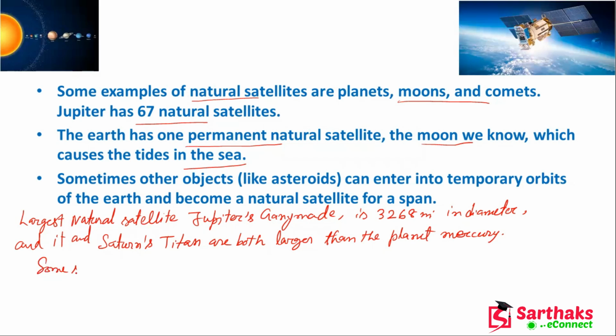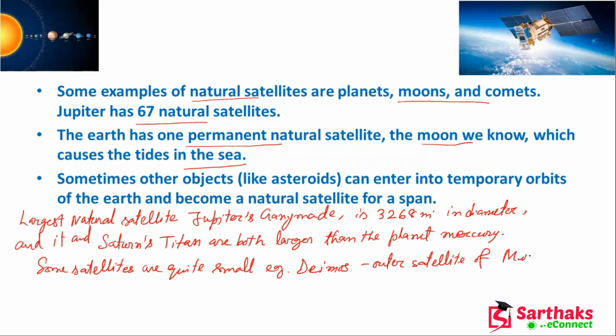Some satellites are quite small, and I'm giving an example here, like Deimos. This is the outer satellite of Mars, and its diameter is only about 4 miles. Can you imagine how small this is in comparison to Jupiter's Ganymede? So these are the satellites.